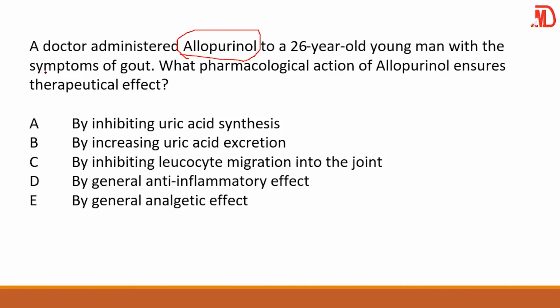So this person was suffering from symptoms of gout. What pharmacological action of allopurinol ensures the therapeutic effect? In other words, what is the function of allopurinol? Again, I said it prevents the synthesis of uric acid. So over here, your best choice should be A, inhibiting uric acid synthesis. It is not increasing uric acid excretion. No. It rather prevents the synthesis. All right, so your answer is A.